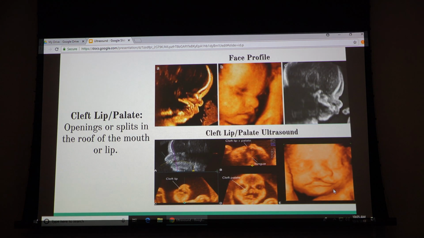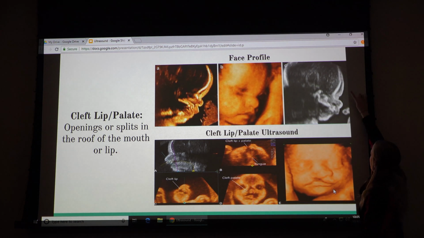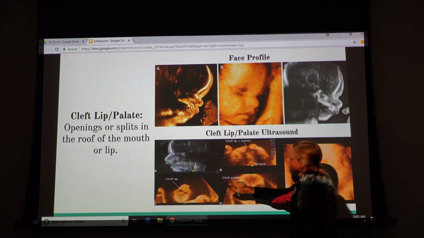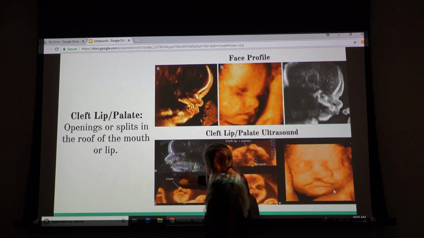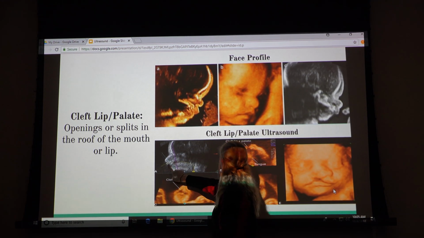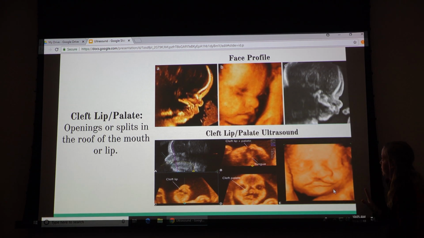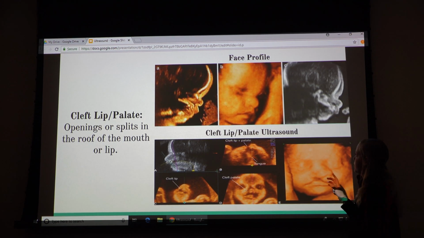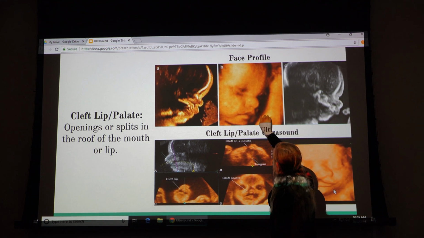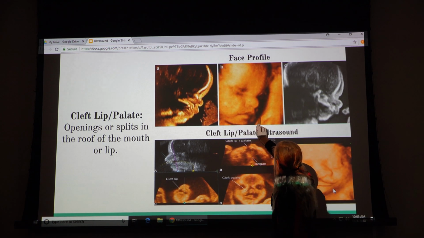So next is a cleft lip or palate, which is an opening or split in the roof of the mouth or lip. So here on a regular ultrasound, again, we can see the eyes, nose, and mouth. And on this ultrasound, you can see the eyes, nose, but there's an indentation in comparison to how this lip sticks out. And then to see it better, on the 3D ultrasound, you can see here the nose, the normal contours between the nose and the mouth.